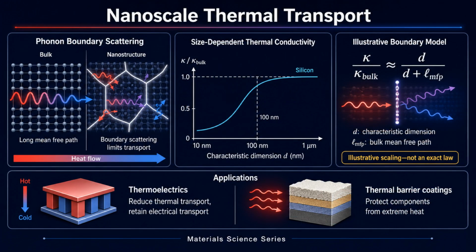Thermal conductivity in crystalline materials is carried primarily by phonons, quantized lattice vibrations. In bulk materials, phonons travel with a mean free path that can be hundreds of nanometers or more before scattering. When structural features become smaller than this mean free path, boundaries scatter phonons and reduce thermal conductivity. This is called boundary scattering.